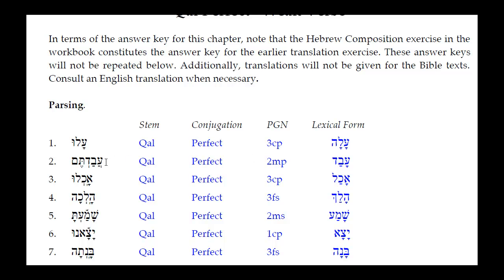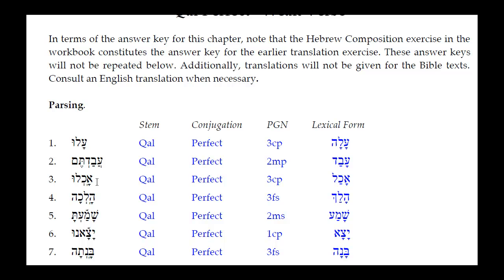Number two is avadtem. The tav, segol, mem sofit is telling us this is second masculine plural, and the root is ayin bet dalet. So avad is the root. So this is a Qal stem, perfect tense, second masculine plural from avad.